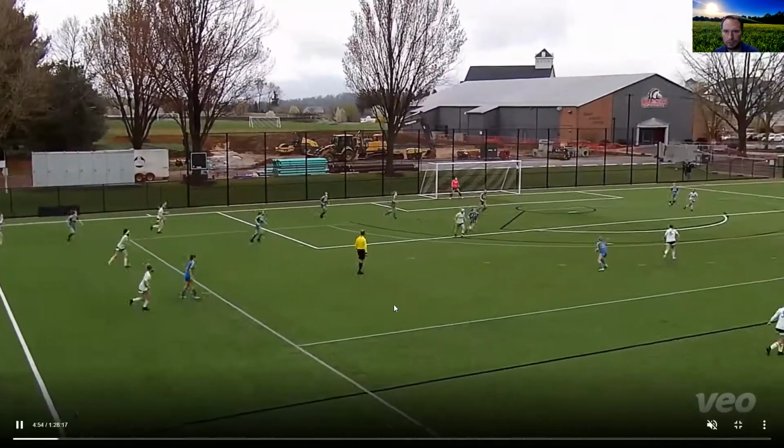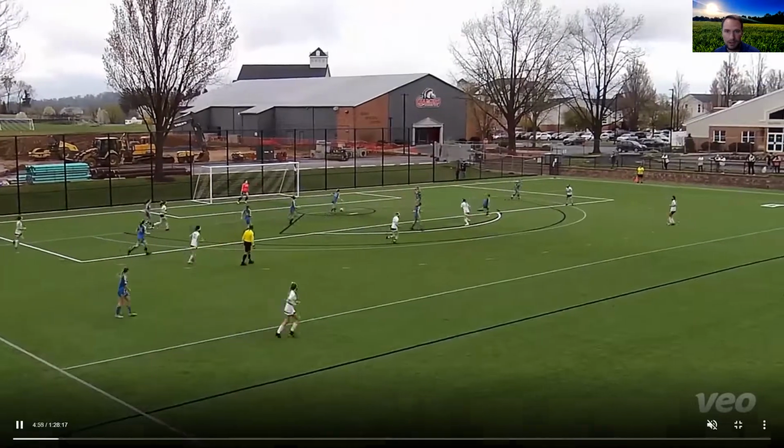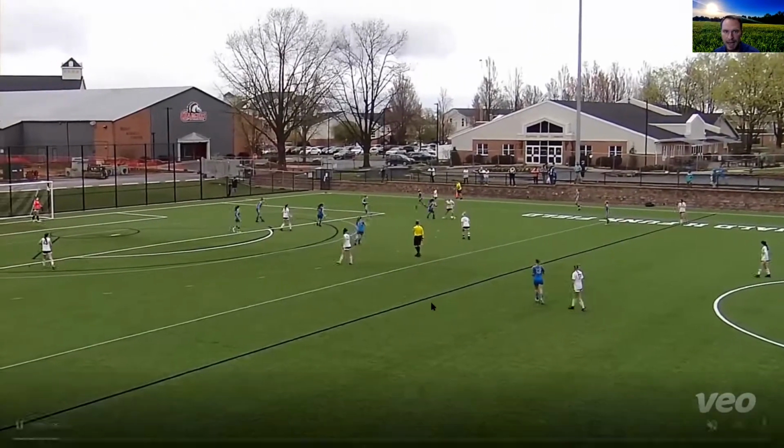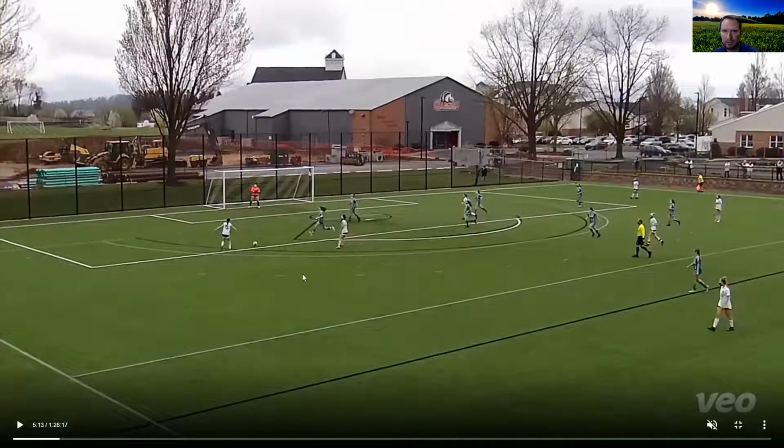Okay, ball goes to the weak side. I think this is a great pass. The ball comes back out here. We'll just shoot ahead. We win the ball. Now watch what they do. They're going to attack the weak side space again. Right there. Excellent. Okay, so the ball goes there.